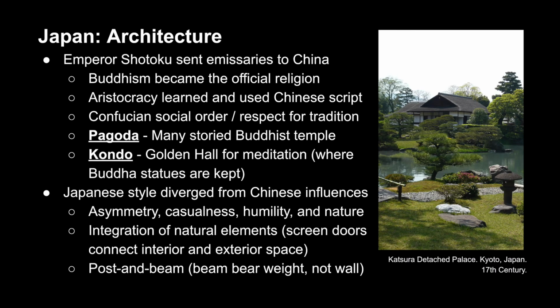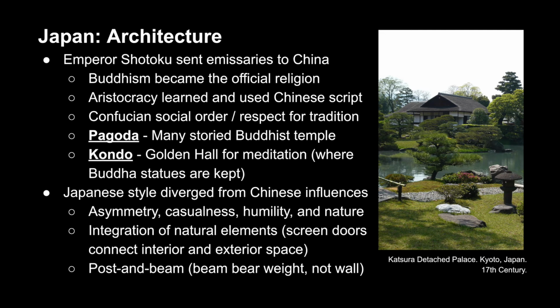Moving forward, we see the changes brought about by Emperor Shotoku sending emissaries to China. When the emissaries returned, they brought with them cultural elements from China. As a result, Buddhism became the official religion, and the emperor actually encouraged the aristocracy to learn and use Chinese script. In addition, there was a rise in Confucianist ideals like social order and respect for tradition. Within architecture specifically, we see the pagoda, which is a many-storied Buddhist temple, in addition to the kondo, which is a golden hall for meditation, in which many Buddha statues are kept.